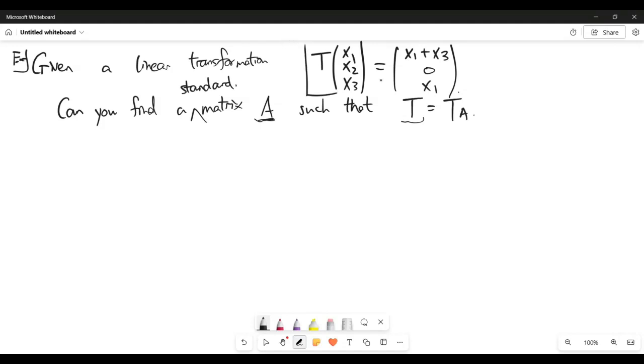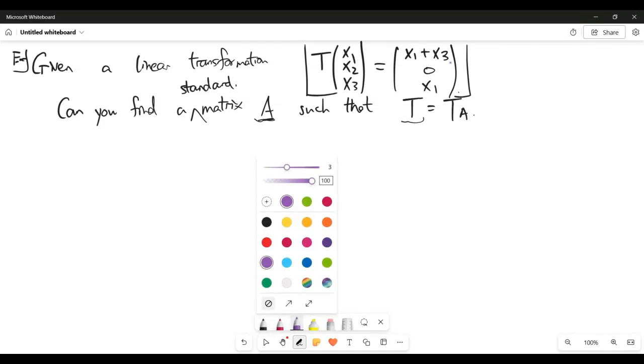Now, please look at the current exercise. I give you a transformation like this. You don't have to check that it is linear. It is actually linear, and it is quite easy to see why, because if you look at the vector in the codomain, every entry is a linear combination of the variables x1, x2, x3. When you notice that each entry in the vector is a linear combination of x1, x2, x3, then it must be a linear transformation.